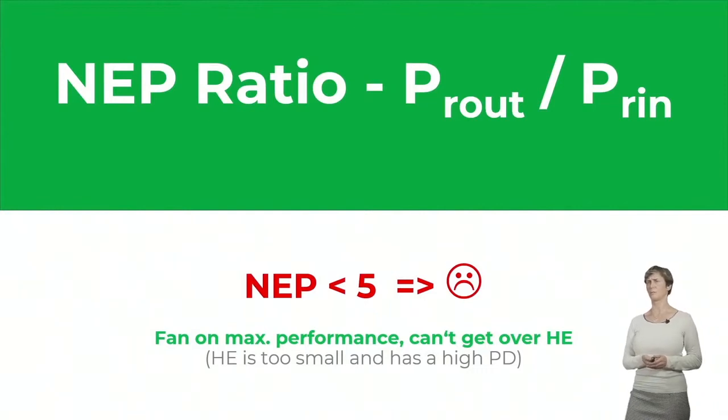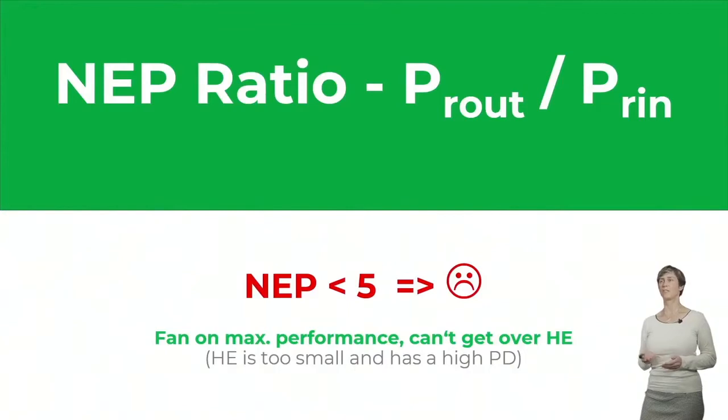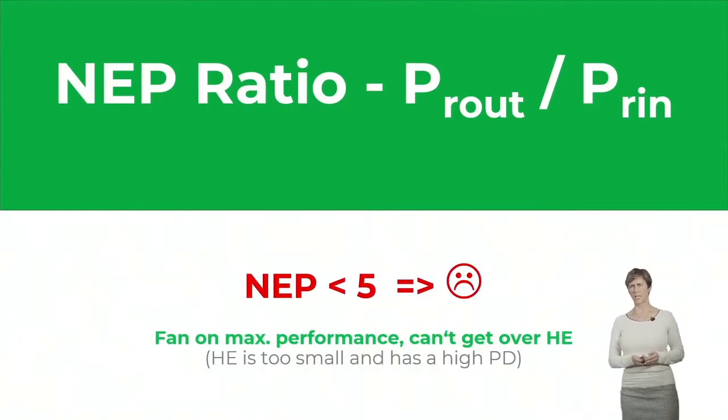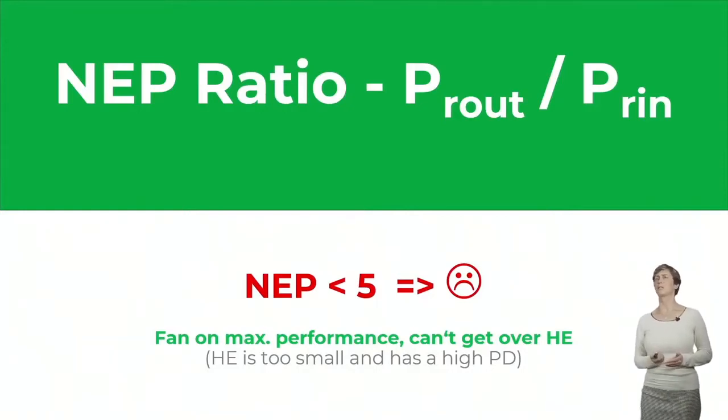The worst case will be if the net energy performance will be lower than 5. It means that the heat exchanger is too small, has a very high pressure drop. The fans are running on maximum, and they still can't get over the heat exchanger. So it's not a good case. Definitely we should make a new, better calculation.